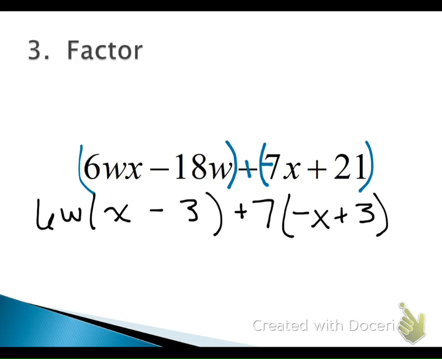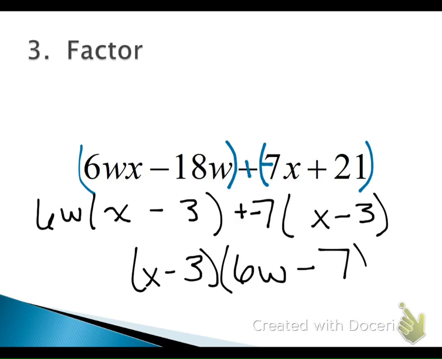At this point, notice how the parentheses are almost similar. Not the exact same. So what's the strategy? So instead of just taking out a positive 7, let's take out a negative 7. Those signs will change, leaving us with x minus 3, which is our goal. Now we see that they share x minus 3, and I'm left with 6w. Instead of saying plus negative 7, let's just put minus 7.